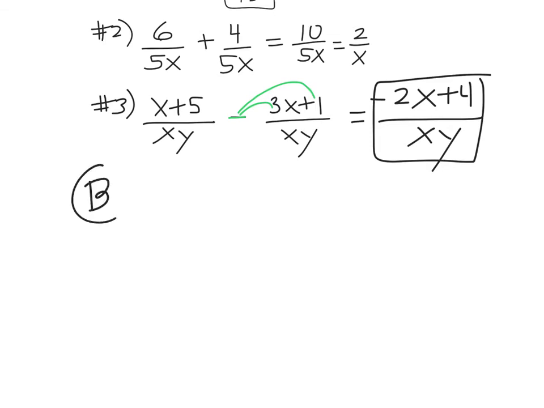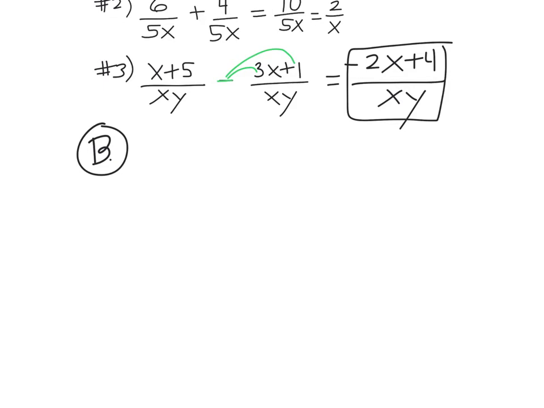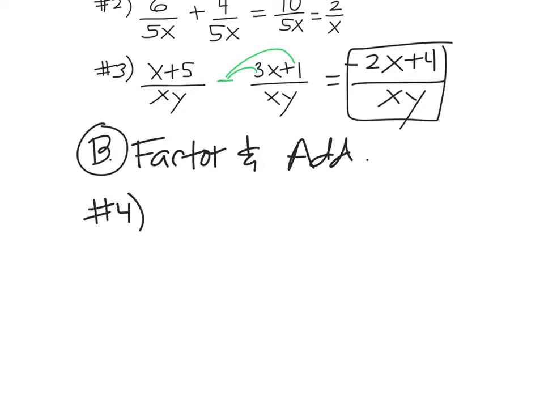Okay? All right, so now we're going to do some factoring and adding, okay? So we're going to factor and add. All right, you ready? These get a little tricky. Number 4. Here we go. Let's say you have x all over x squared plus 5x plus 4.